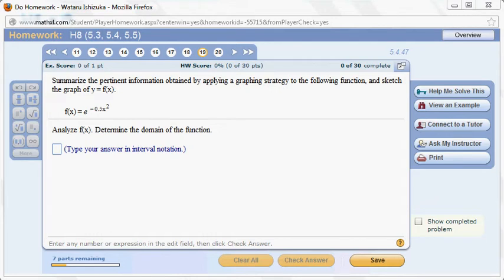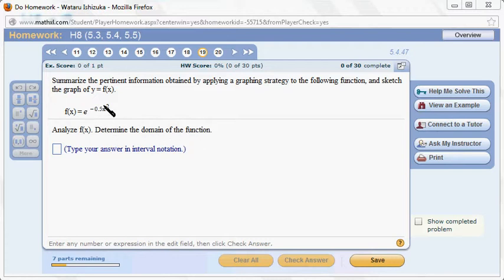Okay, let's look at homework number 8, problem number 19. We're going to get a bunch of information to sketch the graph of f of x equals e to the negative 0.5 x squared. So let's do that. First question: determine the domain of the function.